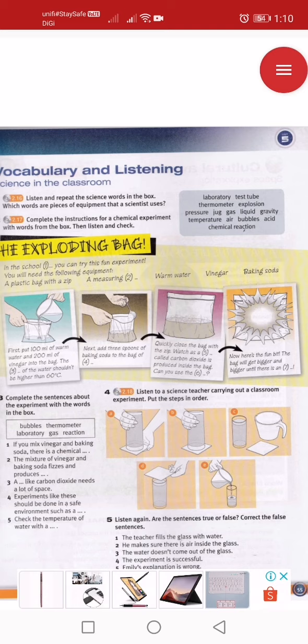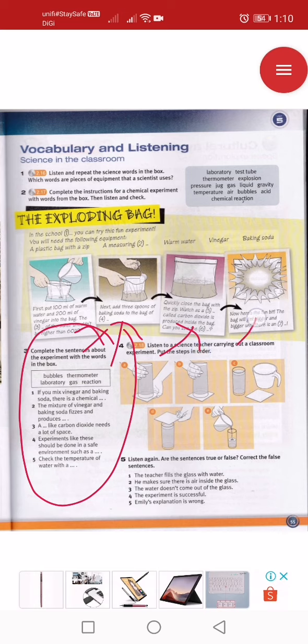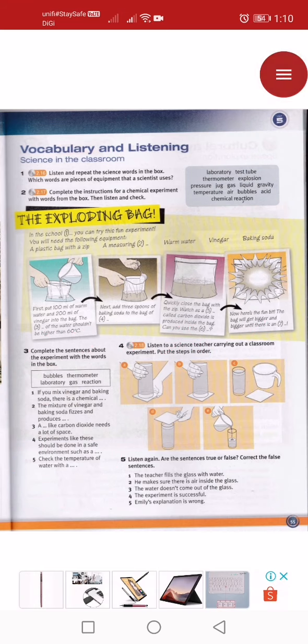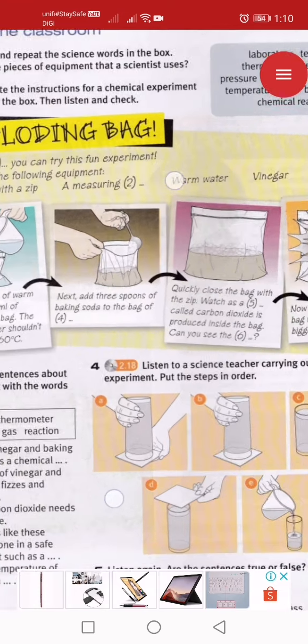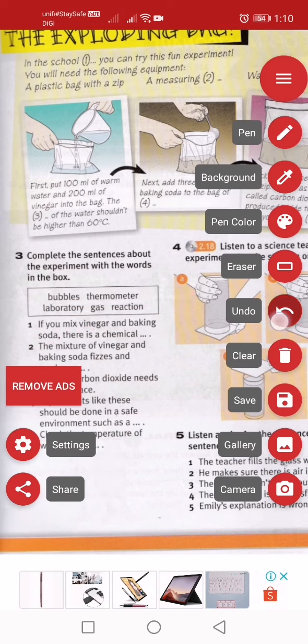Next. So right now, this one is based on the same thing. Jadi dia cuma nak buat a bit of ulang kaji, a bit of revision. This one you have to answer on Google Form, class. If you mix vinegar and baking soda, there is a chemical apa? Ada tindak balas kimia. What is the answer for question number 1? Answer this in your Google form.